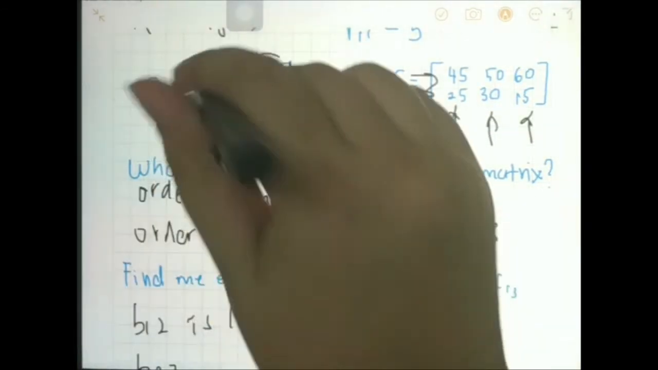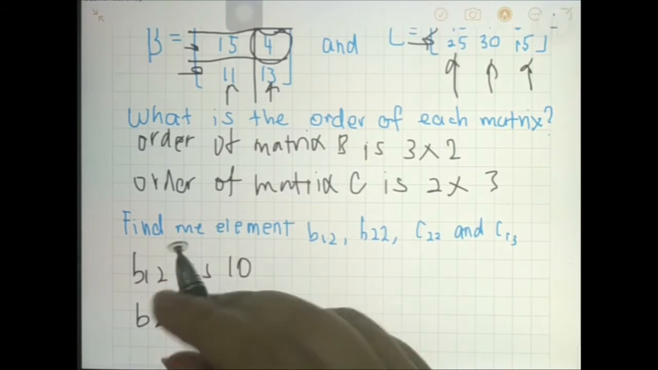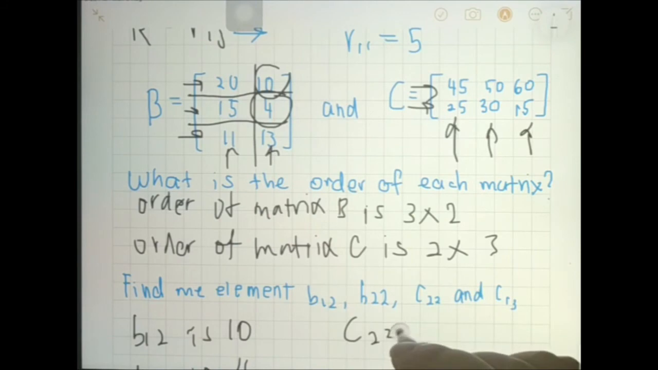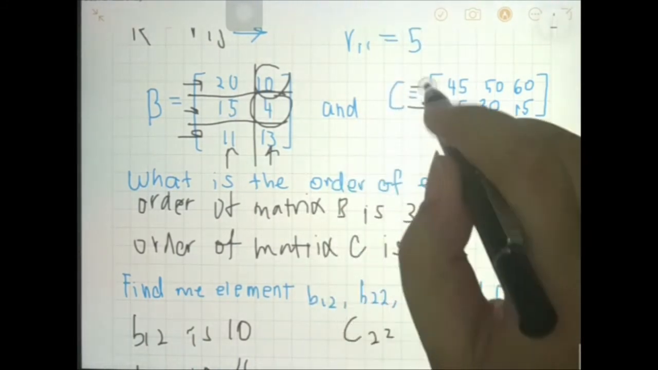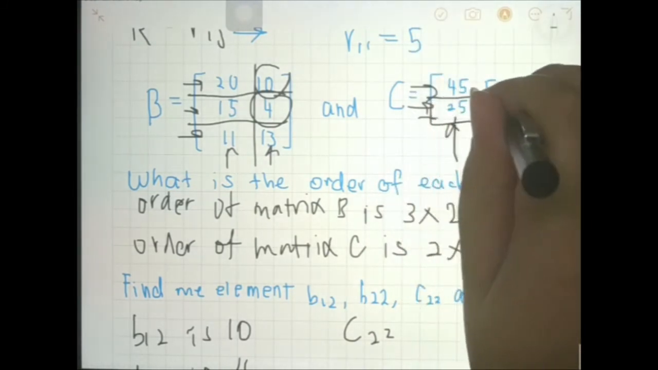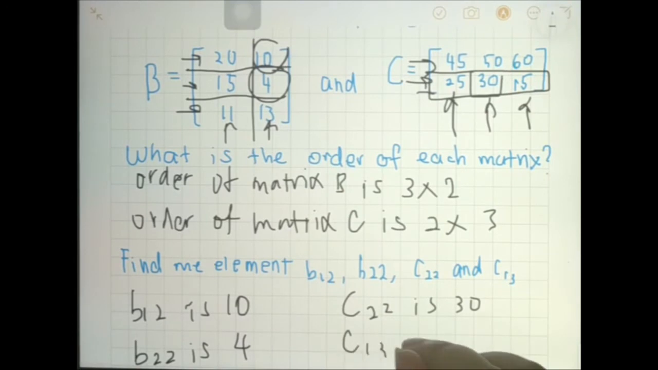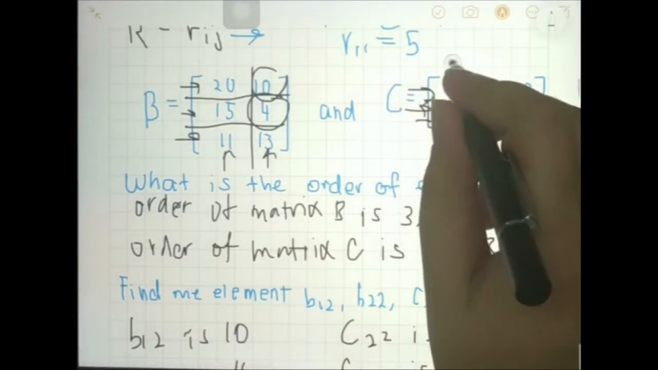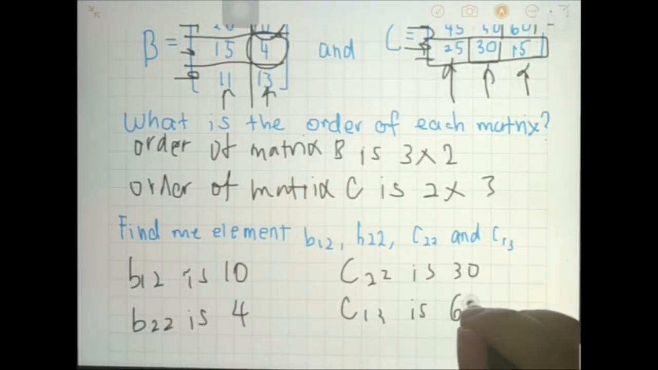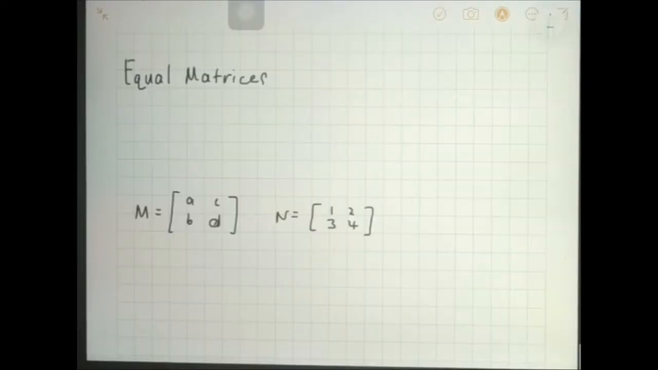So b 2 2, second row, the second column. So it's 4. Then c 2 2. Second row, okay, second row here. Second column. So it's 30. Okay, and c 1 3. c 1 3 is the first row and the third column, which is 60. Okay, easy enough, right, guys? You can do it.